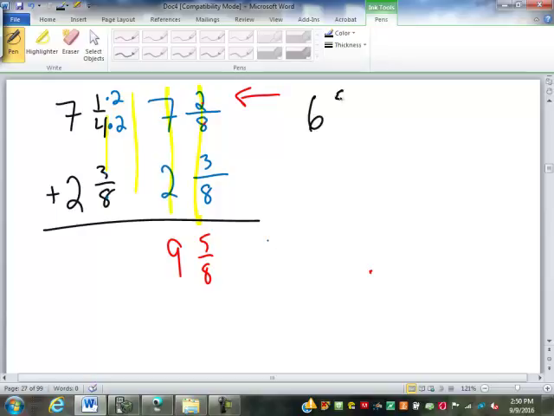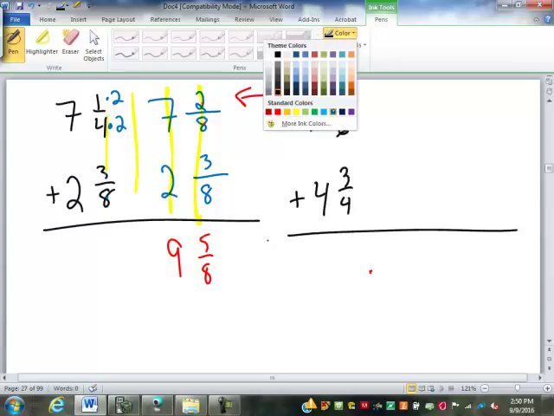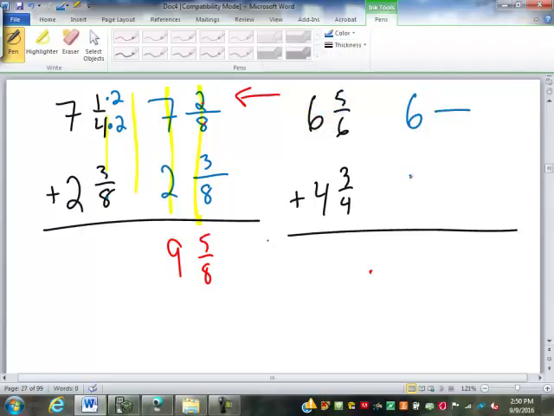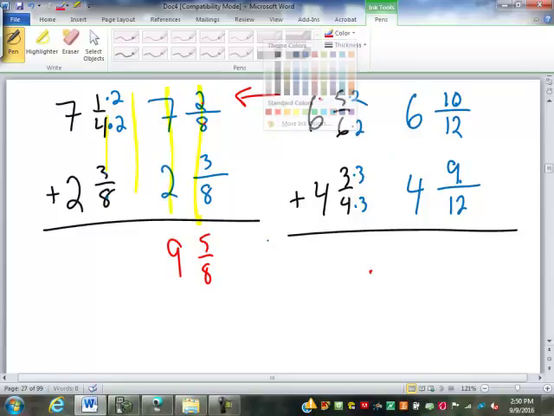We might have 6 5/6 plus 4 3/4. So we're going to find our common denominator here. What's the common denominator going to be? 12. Perfect. We could do 6 times 4 would be 24, and that would work, but 12 is smaller, so we're going to do the 12. I'm going to skip some steps here. What has to go up here above this 12? 10. Perfect. 6 times 2 makes 12. 5 times 2 makes 10. What has to go here? 9. Good. 4 times 3. So 3 times 3. And now again, we're going to add starting on the right, working our way back to the left. 10 twelfths plus 9 twelfths.